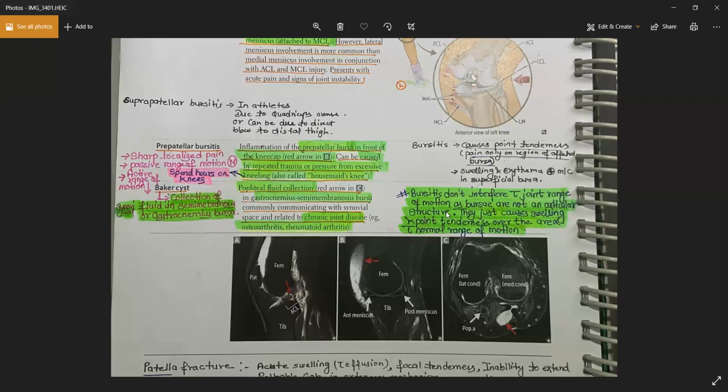And the bursitis, they do not interfere with the joint range of motion. It will be absolutely normal because they do not interfere with the joint. They just cause a swelling. Swelling would be there, acute pain would be there, along with localized tenderness over the area. And the range of motion will be absolutely normal.